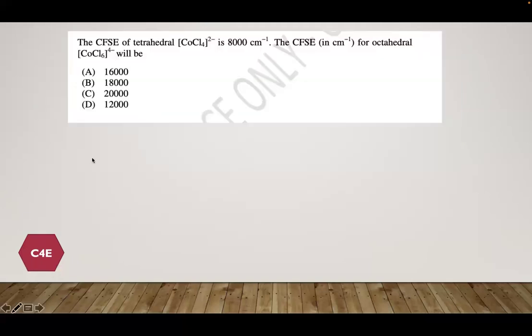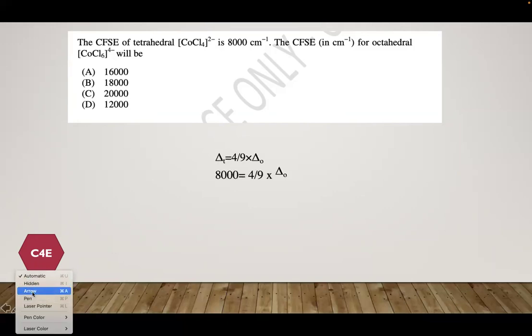The next question is something just to mix it up a bit. I have taken a question from the inorganic chemistry part, where the crystal field splitting energy of tetrahedral cobalt tetrachloride is given as 8,000, and we need to find what it would be in [CoCl6]4-. The equation, as you know, is very simple. It is delta T equal to 4 by 9 of delta O.